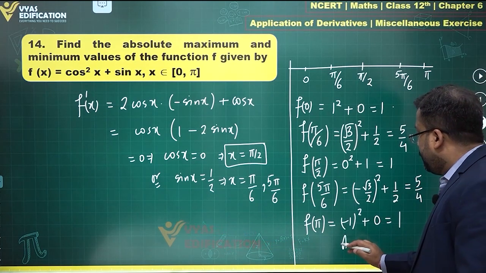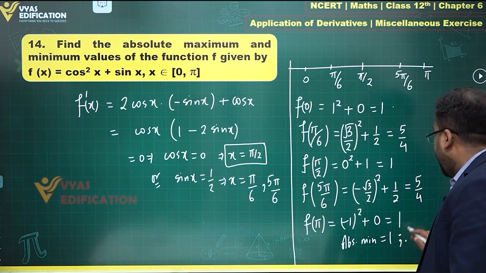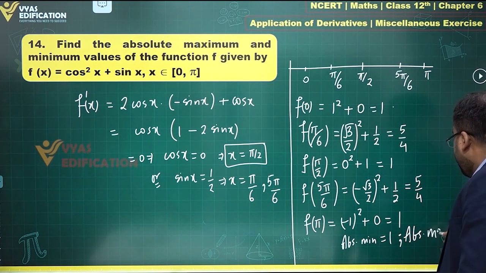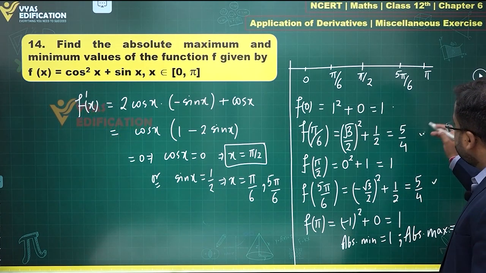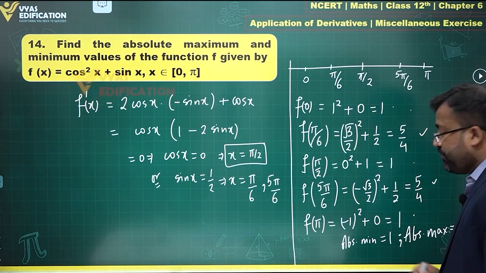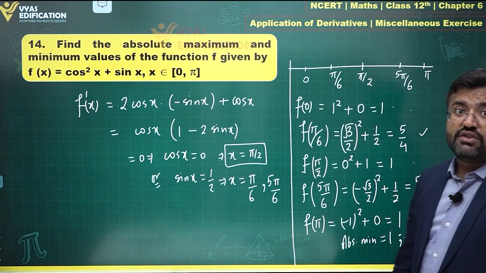So absolute minimum value is 1, and the absolute maximum value out of these you can clearly observe is 5 by 4, which occurs at this point. Similarly, minimum occurs at these few points over here. That's the complete solution and the final answer of this question, as you can see behind me.